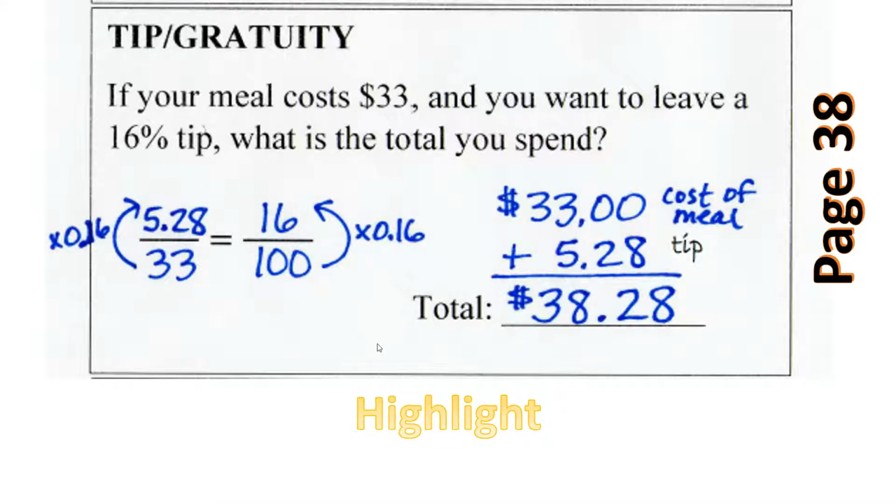So we're back to page 38 where you have some pre-written notes. If your meal costs $33 and you want to leave a 16% tip, what is the total you spend? So you find 16% of $33. That's $5.28. So whatever the cost of the meal is, you have to add the tip, and that's the total amount you're going to spend.